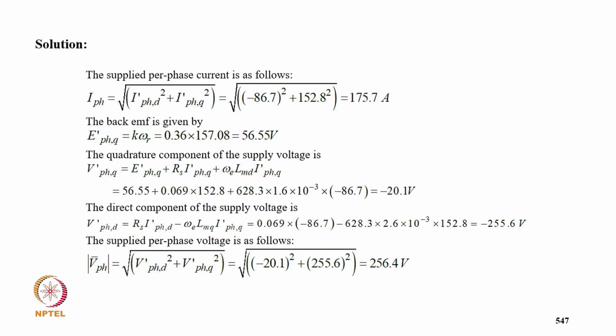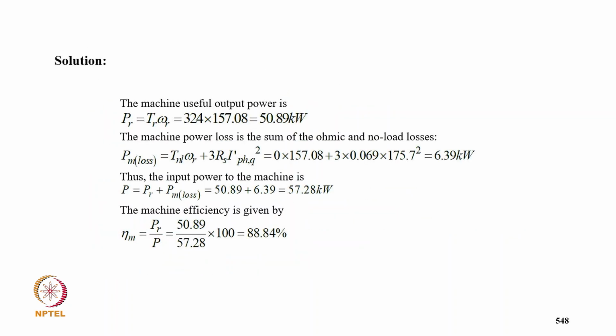And the supply current per phase IP is root of ID square plus IQ square, so it comes to 175.7 ampere. And the back EMF per phase is K omega R, that comes to 56.5, and the quadrature axis component of supply voltage VQ equal to E plus RS IQ plus omega LMD ID, so it comes to minus 20.1 volt. The direct axis component of supply voltage VD, so it comes to minus 255.6, and supply voltage is VPH under root VD square plus VQ square, so putting values, 256.4 volt. And PR equal to TR omega, 50.89 kilowatt, and machine power loss is the sum of total, TR plus 3 IS square RS, so it comes to 6.39. The input power to the motor is PR plus loss, 50.89 plus 6.39, so it's 57.28, and motor efficiency PR upon PIN, that comes to 88.84.